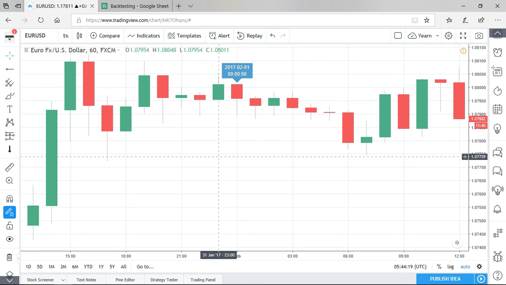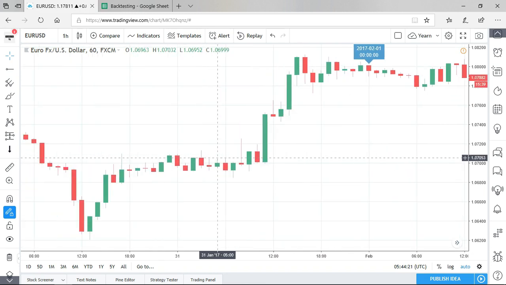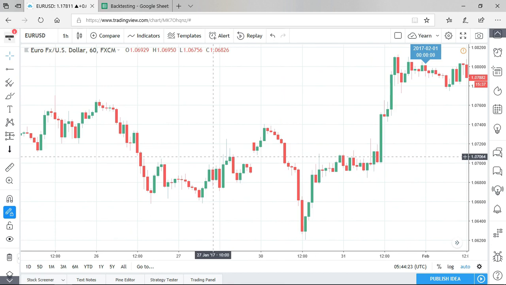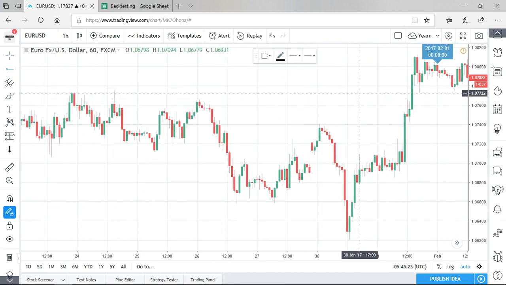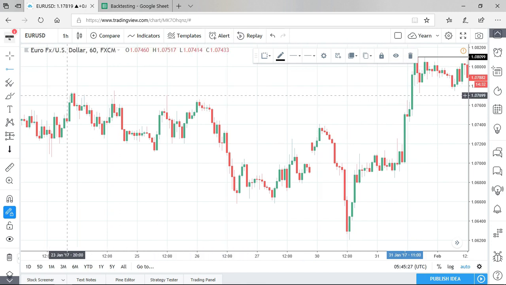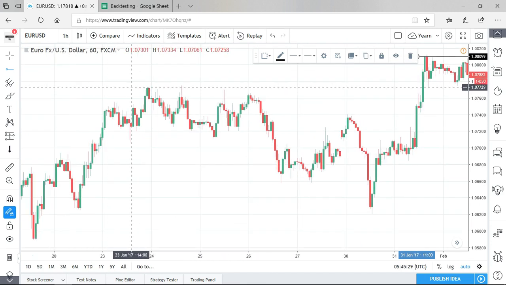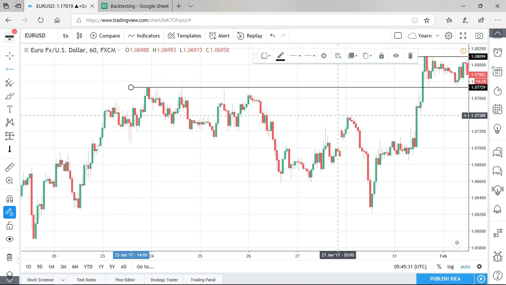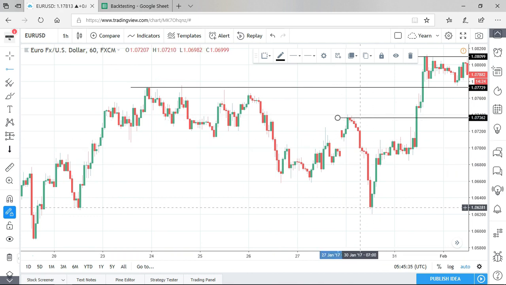Now that your charts have loaded, zoom out as much as necessary in order to plot all the relevant support and resistance levels. We've got a resistance level over here. We've got another level right here. We've got a level here. And we've got a support level over here.